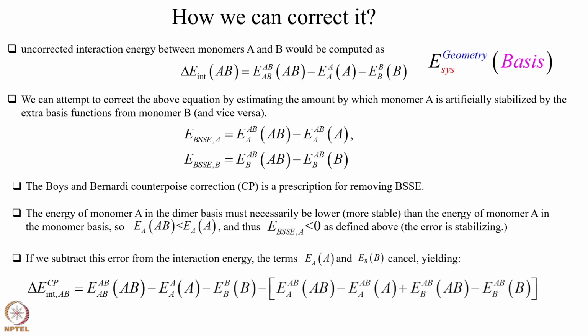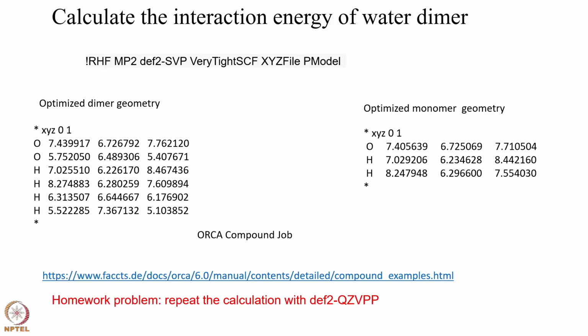So let us take the example of a water dimer. We have still not come to the discussion of how to do geometry optimization, so I am still providing you with the optimized geometry of the dimer and the optimized geometry of the monomer. What we will do here is perform the individual calculations and then calculate the BSSE counterpoise correction.